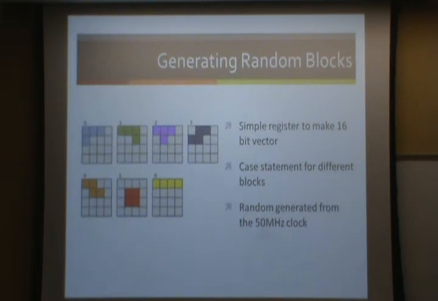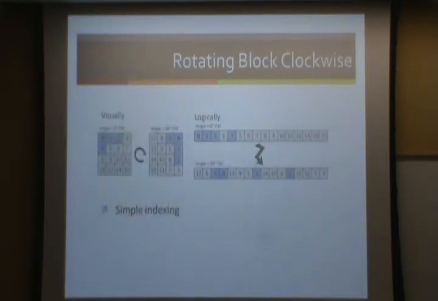For generating our random blocks, we have 7 choices, and we count from 0 to 6 really fast with a clock signal, and we pick a number randomly, and that corresponds to one of our 16-bit vectors. For rotating our block clockwise, you can see visually and logically how it's done. We transform it using a matrix, which transforms the sprite.